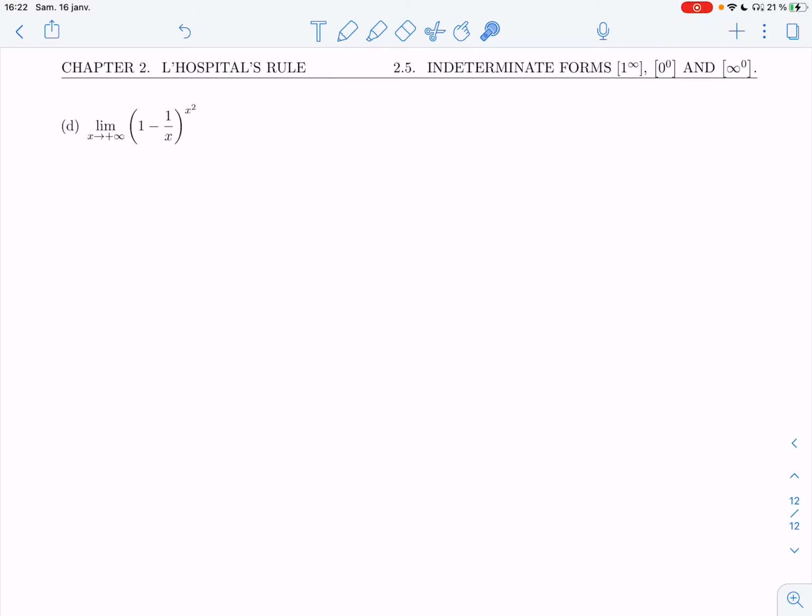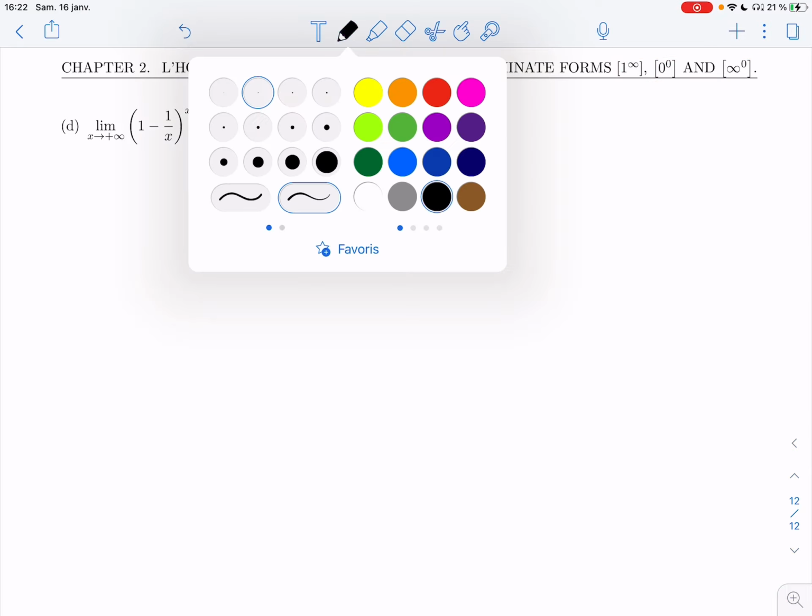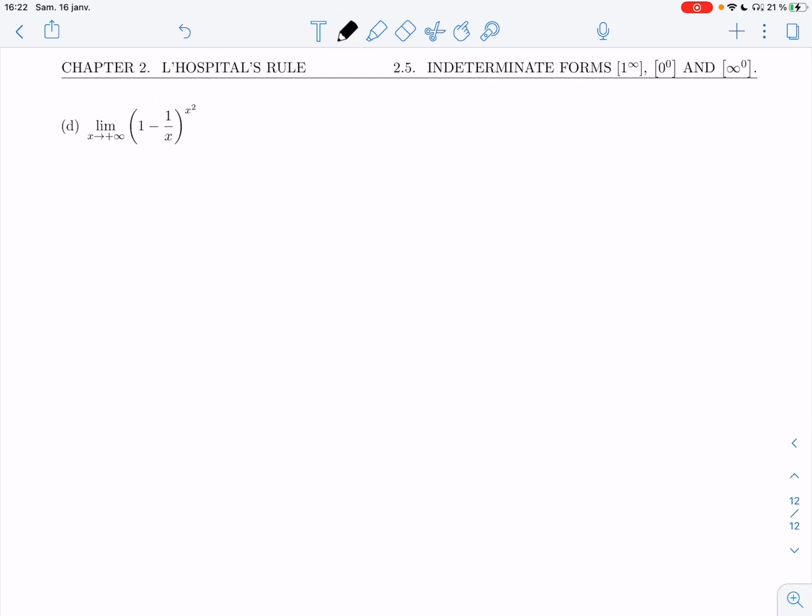Welcome to the final installment of Chapter 2, L'Hopital's Rule. We have one more example of indeterminate forms of types, one of these three, and then we'll recap the method, and then we'll call it quits for L'Hopital, and we'll start Chapter 3 for the next video.